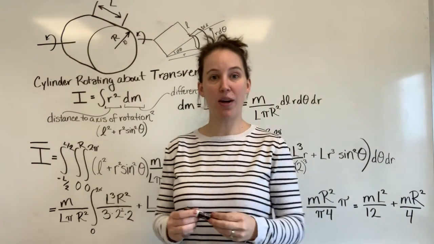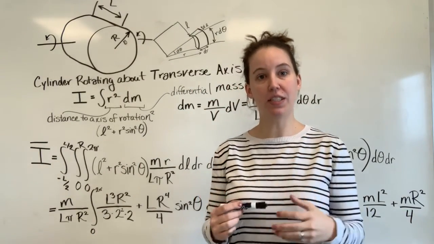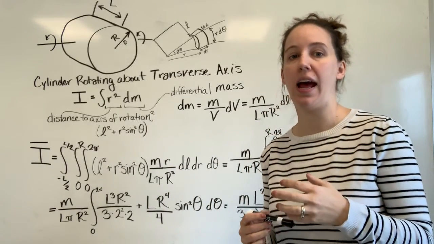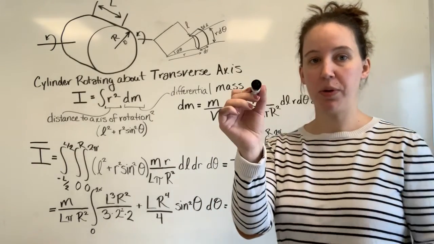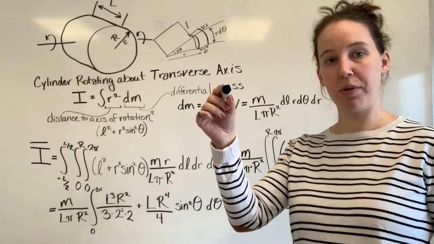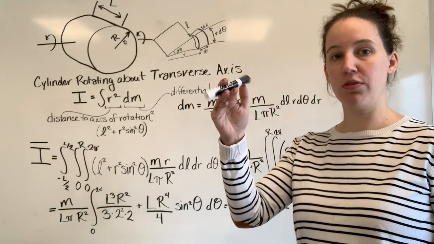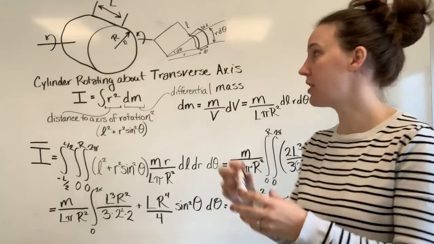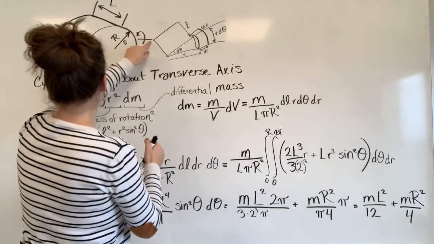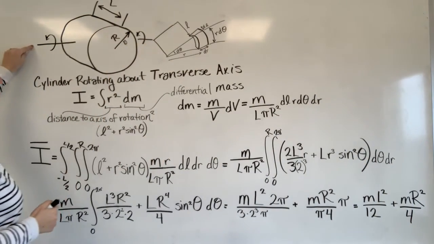So next we're going to talk about finding the moment of inertia of a cylinder about its transverse axis. We talked about if the cylinder is rotating about its center axis, but what if it's rotating about its transverse axis here? That would be an axis right here through the center.